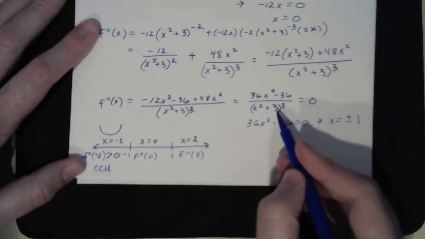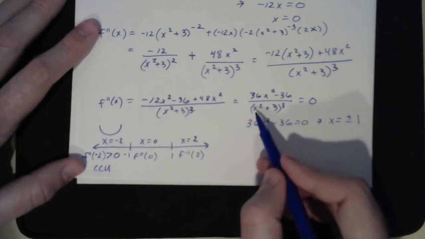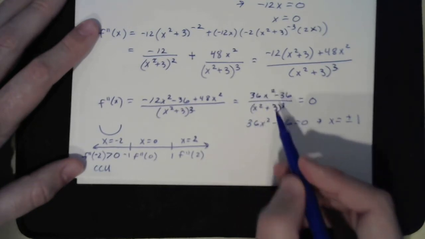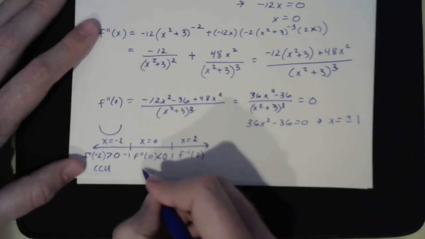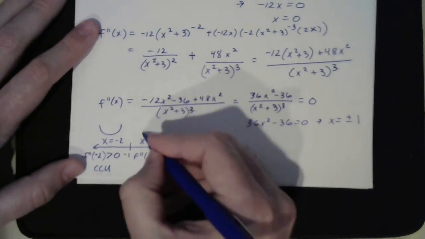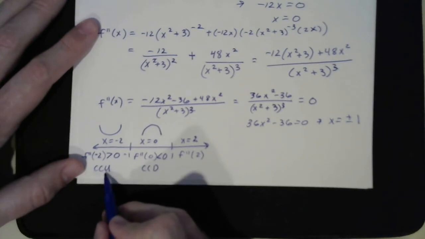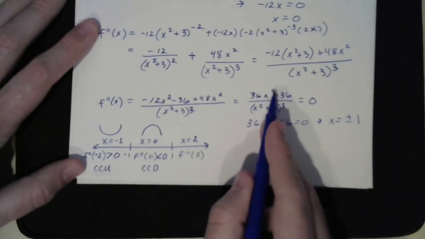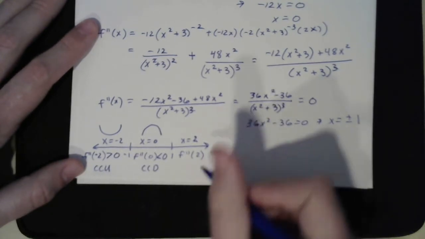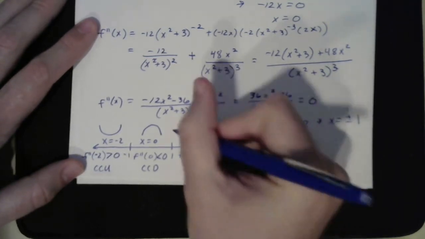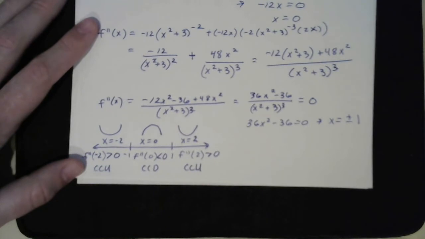If we plug in 0, denominator is always positive. Numerator now, 0 squared turns this 0, makes it negative. So this becomes less than 0, concave down. And when we plug in 2, exactly the same thing happens as when we plugged in -2, because we're squaring the -2 and the 2. So this is definitely going to be positive, which means we're concave up.